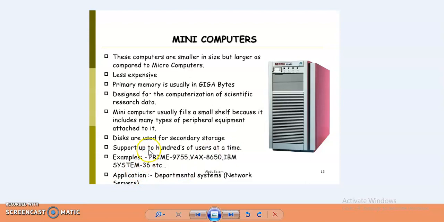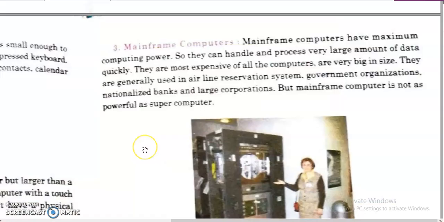So examples of minicomputers are Prime 9755, VAX 8650, IBM System 336, etc. And the applications it works on are departmental systems and network servers. So these are the minicomputers. Next comes the mainframe computers.